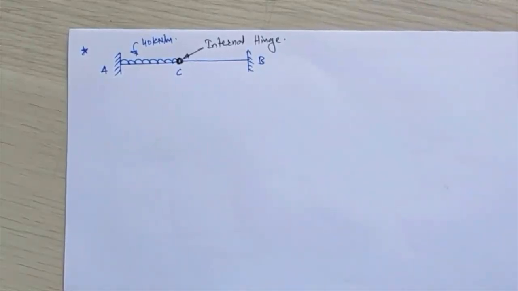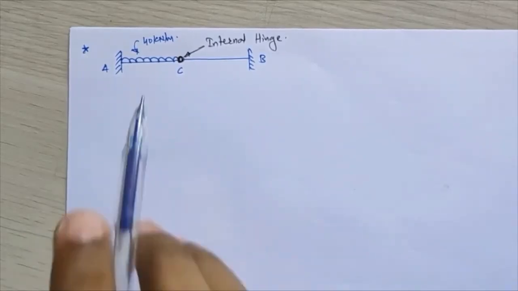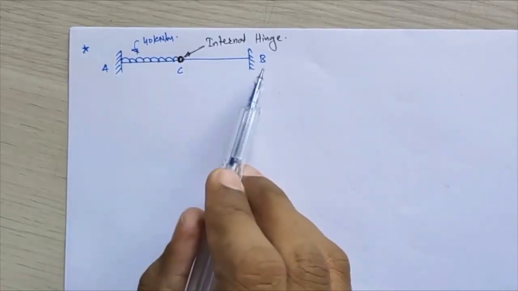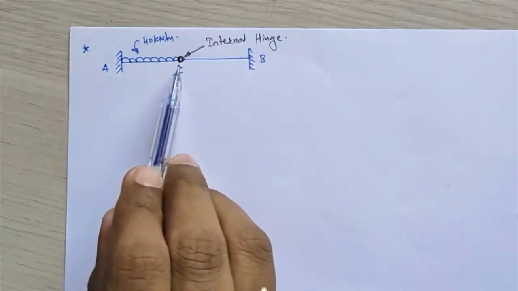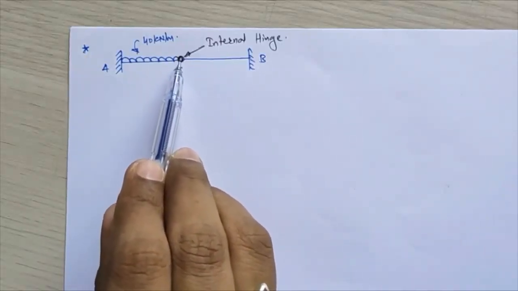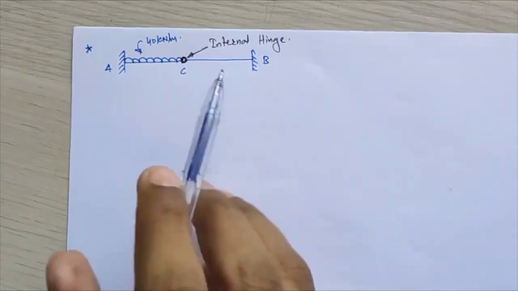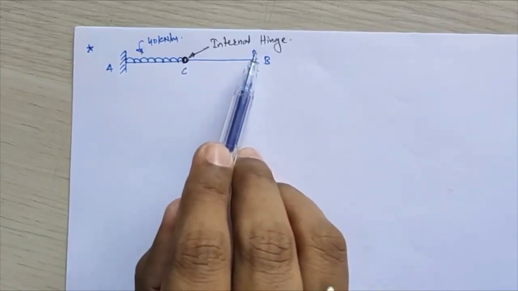Today we'll continue with our next numerical. This numerical is a different one. If you see in this numerical, I am taking a continuous beam ABC, but at point C an internal hinge is inserted. Everyone, you know that the property of an internal hinge is what?